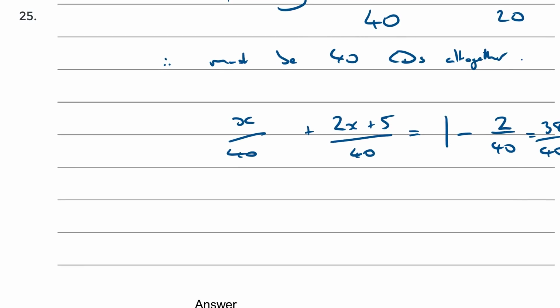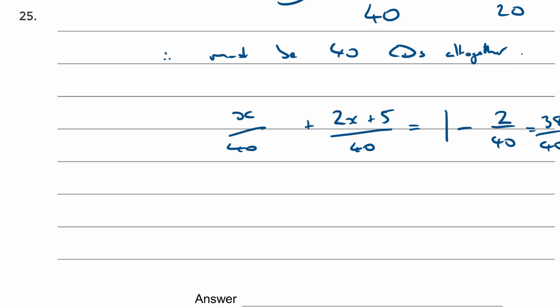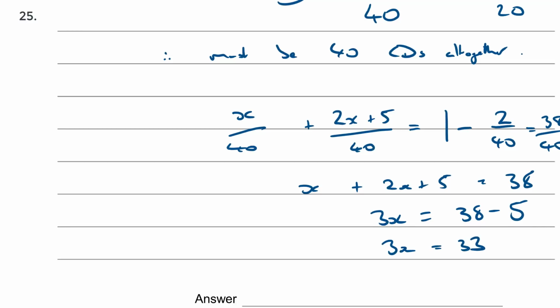Now, just multiplying through everything by 40, I'm going to get rid of those 40s on the bottom. That's going to give me x plus 2x plus 5 is equal to 38. So collecting like terms, 3x is equal to 38 subtract 5. So 3x is 33, making x equal to 11.